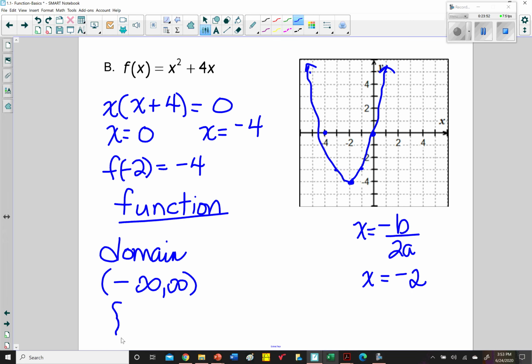So you can also write this in set notation. Say something like the set of all x such that x belongs to the real numbers. That's also acceptable. I prefer the interval notation.